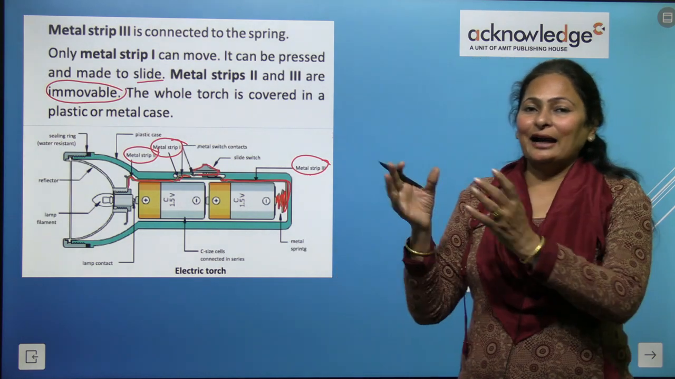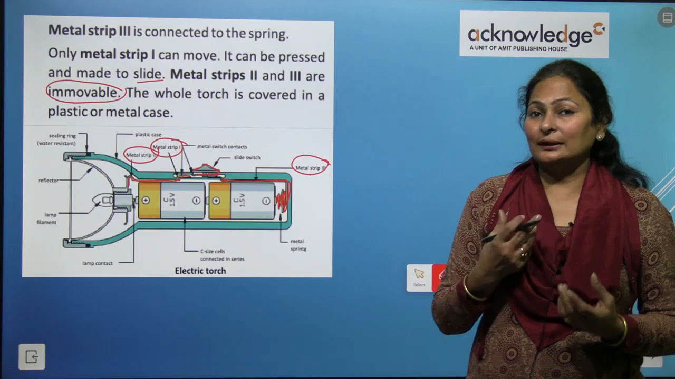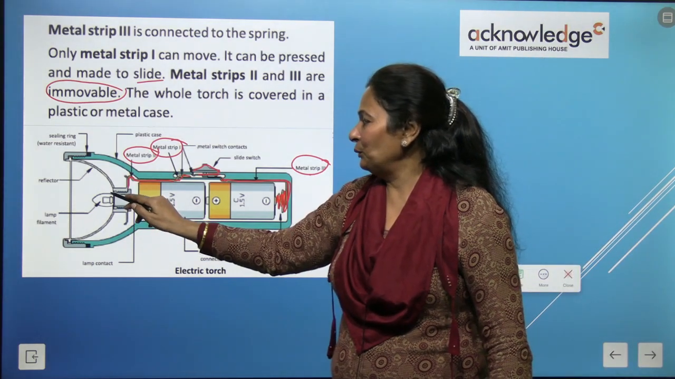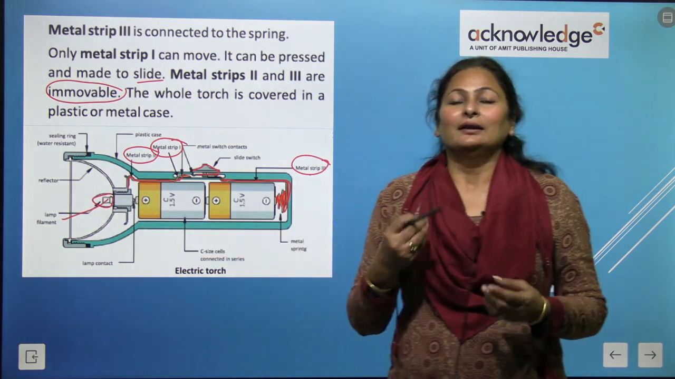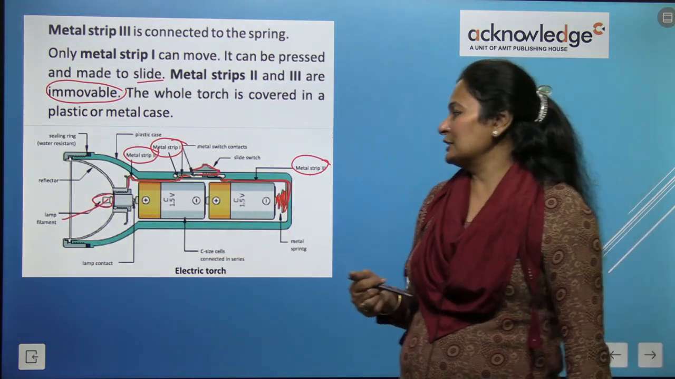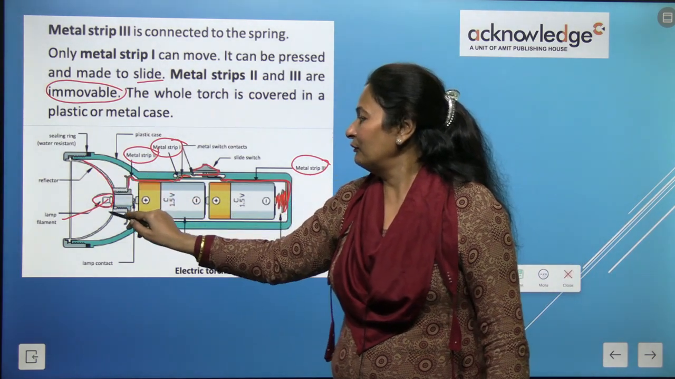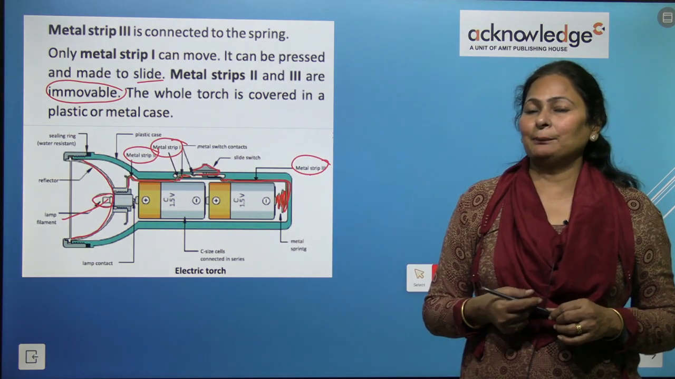How it glows, that we will study when we learn about the circuit, right? So again I am explaining to you, this is the bulb. It is shown the bulb filament. This filament only glows, which is made with tungsten only. So this part is the reflector. Reflection we have just studied in the previous chapter.